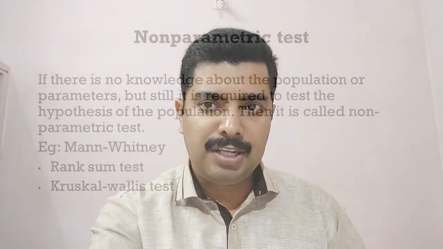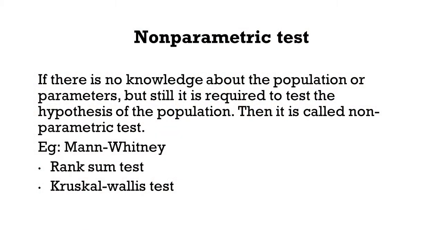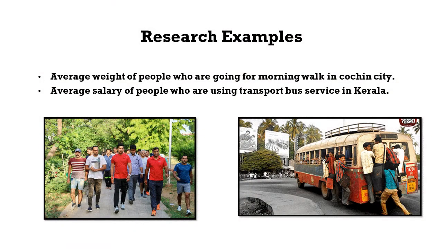Now there can be some scenarios where you do not have the data of the population. For example, you can take the average weight of people who are going for a morning walk in Cochin City. This is a little confusing because you don't know who is going for a morning walk in Cochin. So the population is not defined, or rather you do not know the number of people who are going for a morning walk in Cochin City. So in this scenario, you still have to do the test. In this case, you do something known as a non-parametric test.